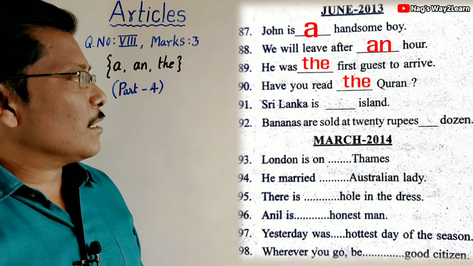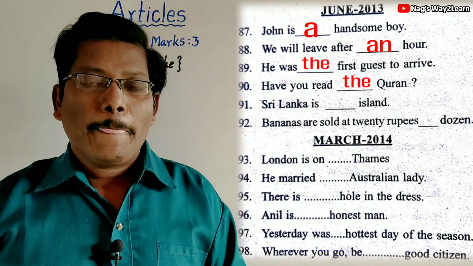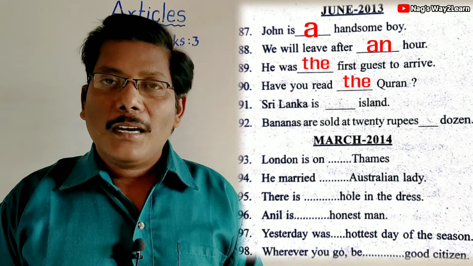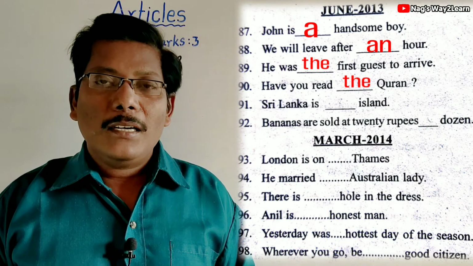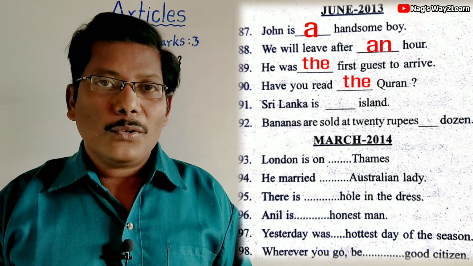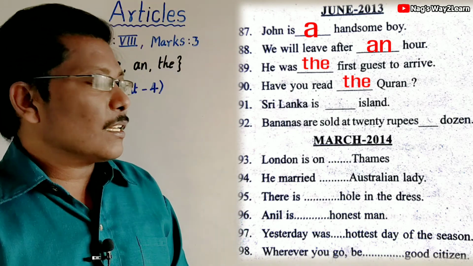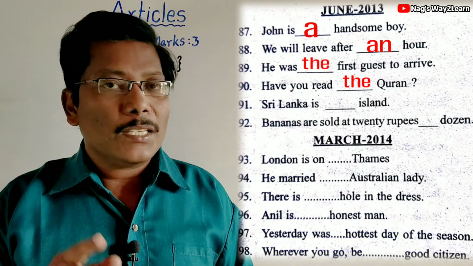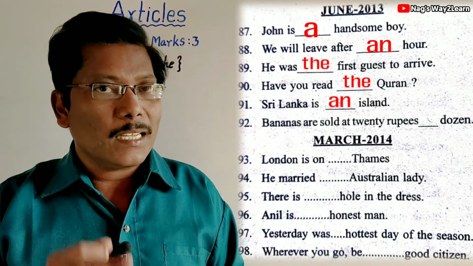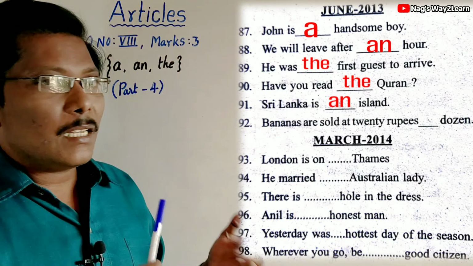Next one is Sri Lanka is dash island. In island, I is a vowel, and there are so many islands and Sri Lanka is one of them. Therefore, we have to say Sri Lanka is an island. I is a vowel, so we are using the indefinite article an. So Sri Lanka is an island.